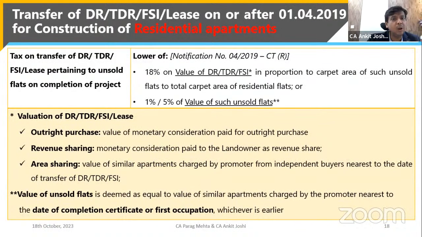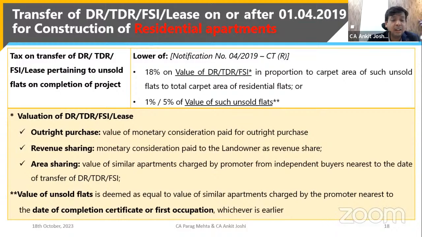So under what value or at what rate? There they have come up with the clarification that the GST applicable on such TDR, in proportion to unsold flats, will be 18% of the value of development rights, TDR or FSI. Now, what will be the value of such development rights? In case the TDR has been an outright purchase, then the monetary consideration will be considered as the value of the TDR.